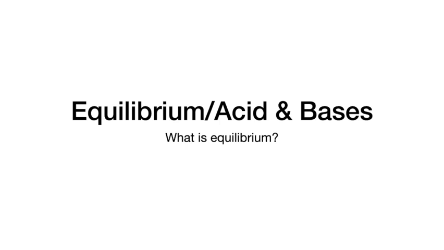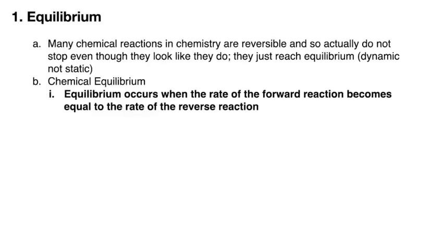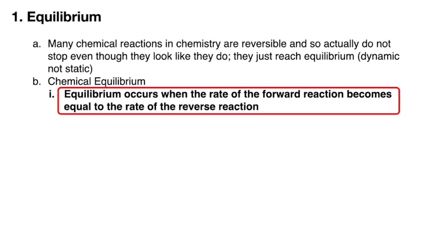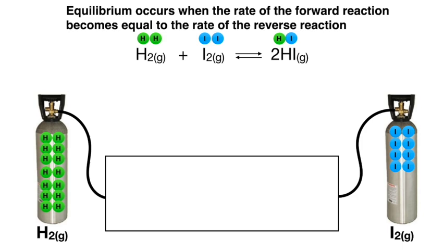The big question is, what is equilibrium? Well, very simply stated, it is when the rate of the forward reaction becomes equal to the rate of the reverse reaction. So the new concept here is that reactions can go both forwards and backwards.